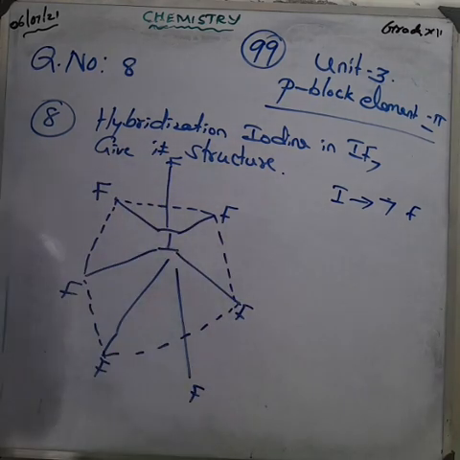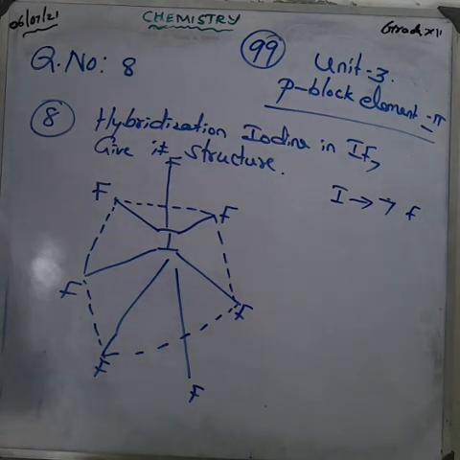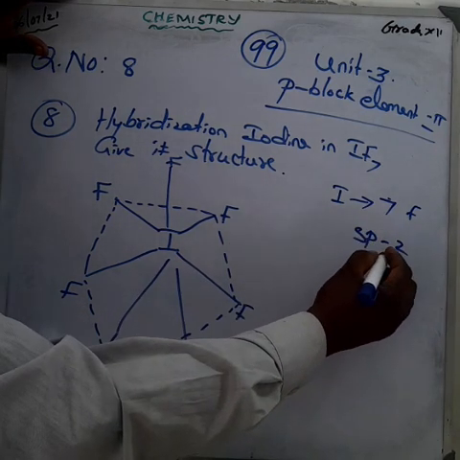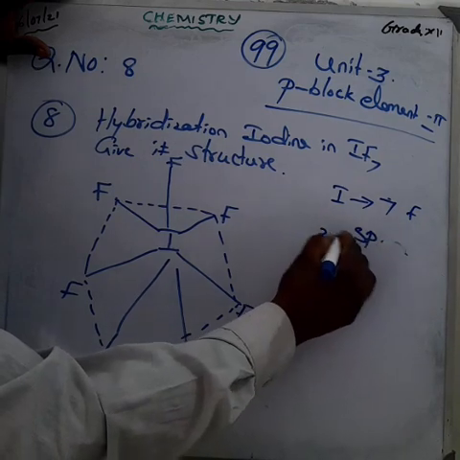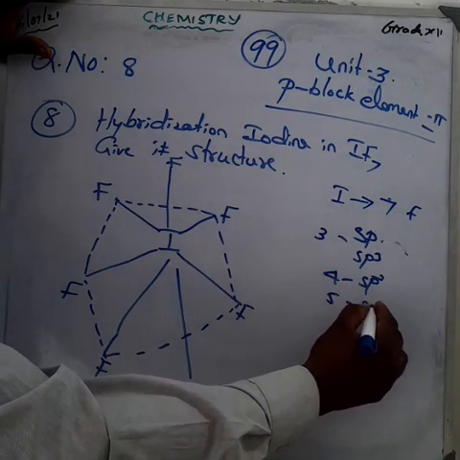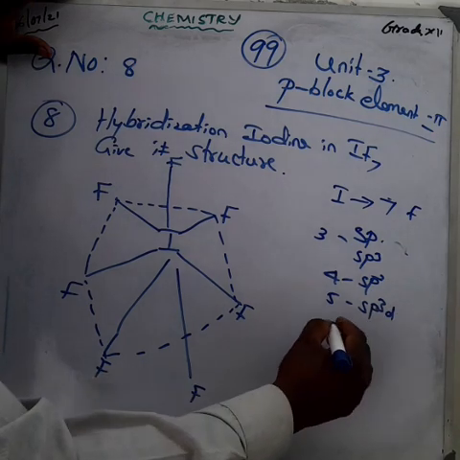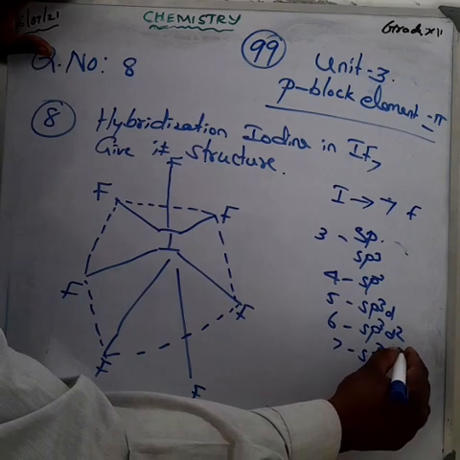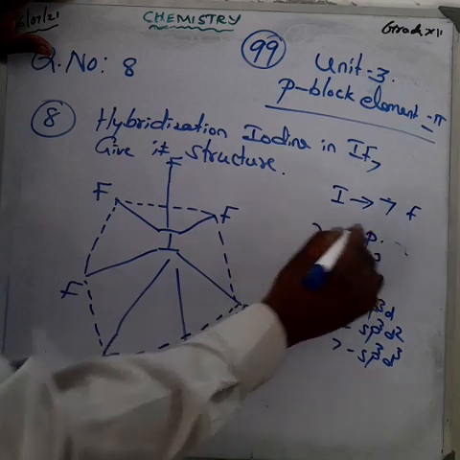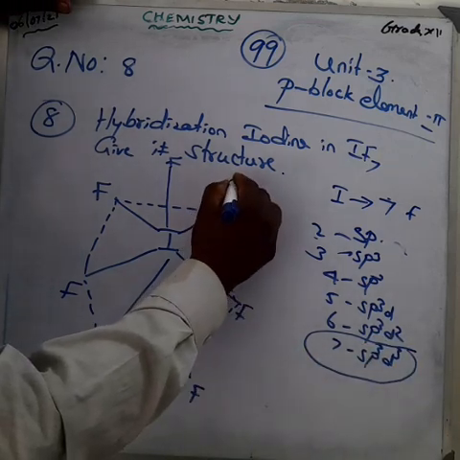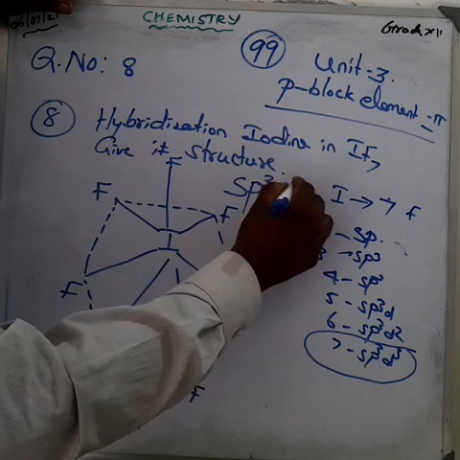As per the hybridization concept, we know that number 2 means sp hybridization, 3 means sp2, 4 means sp3, 5 means sp3d, 6 means sp3d2, 7 means sp3d3 hybridization. Can you say, my dear children, what is the hybridization? For the IF7 molecule, the hybridization of iodine in IF7 is sp3d3 hybridization.